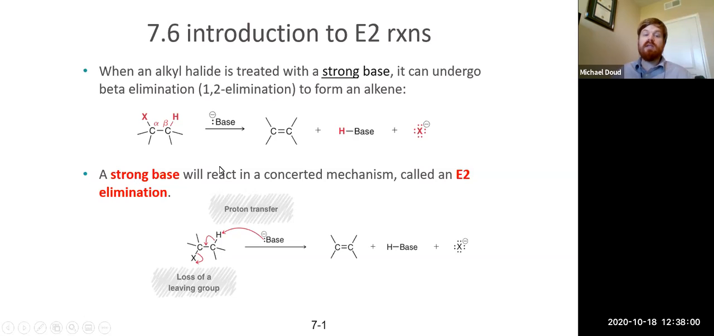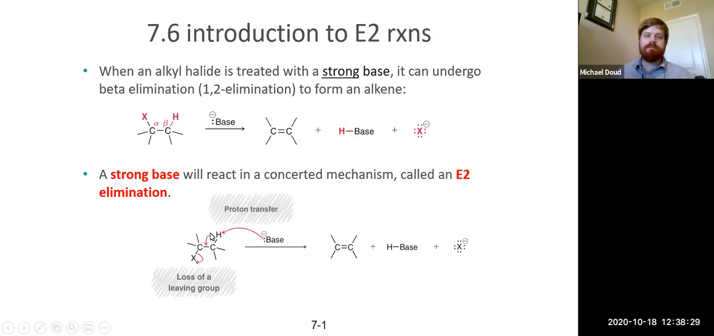Okay, so here is the mechanism. This is the E2 elimination mechanism. And the key is you need to have a strong base, and a strong base will have a concerted mechanism. Remember, that means that all of these steps happen at the same time, simultaneously. And let's follow along with what happens with the electrons. So starting from the base, the base has a lone pair. It's going to deprotonate the beta carbon. So it's going to do a proton transfer, basically steal this proton from the beta carbon.